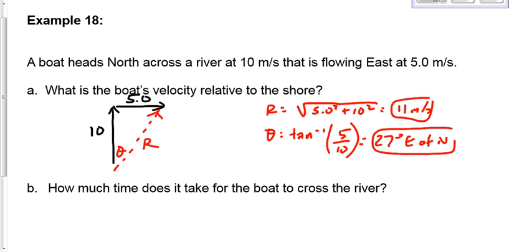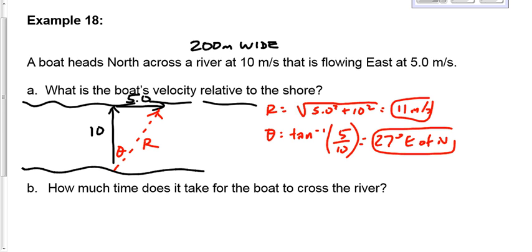B, how much time does it take for the boat to cross the river? Well, you are missing a bit of information here. It should say that the river is 200 meters wide. There's no way you can figure out how long it takes to cross the river if you don't know how wide the river is, right? So the river is 200 meters wide. Let's label that. Here's my river. Let's label that not as part of my vector diagram, but just off to the side.